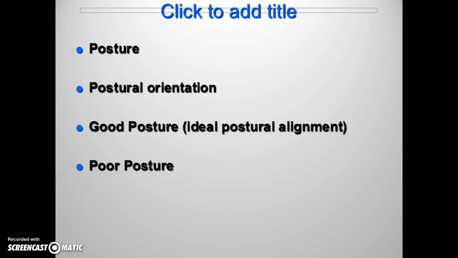Posture is the alignment and positioning of the body in relation to gravity, center of mass, or base of support. Postural orientation is the ability to maintain the appropriate relationship between body parts and between the body and the environment during the performance of a task. Good posture is also called ideal posture alignment or neutral posture, and this is the position in which body weight is positioned over the base of support. Poor posture results in increased strain on the supporting structures and inefficient balance over the base of support.